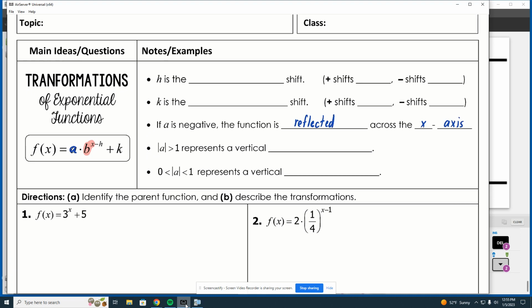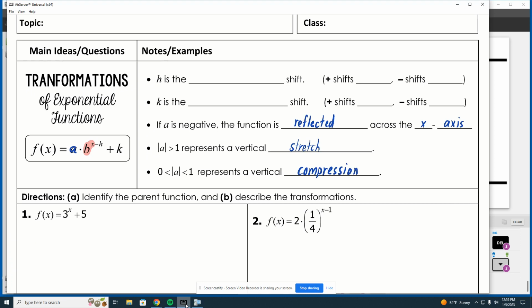Also, if that A value is either greater than 1 or less than 1, it causes a what? What do we call this? A vertical stretch or compression. So if it's greater than 1, it's a vertical stretch. If it's less than 1, it's a vertical compression. So that's what A out in front can tell me.